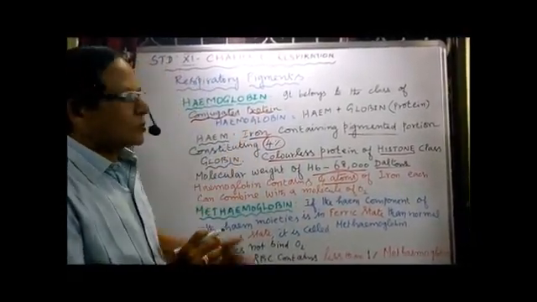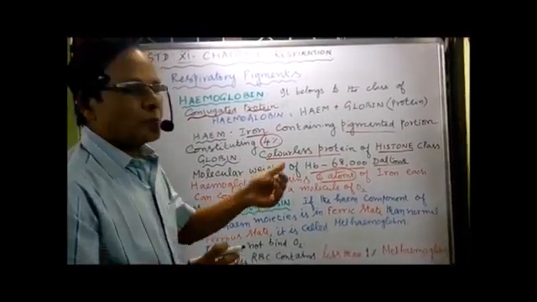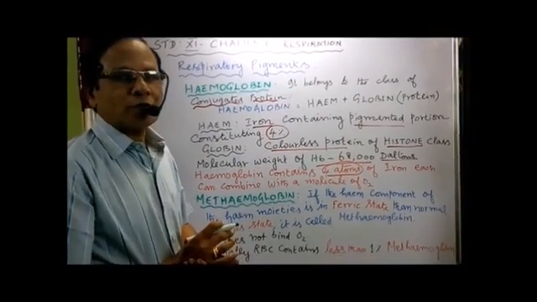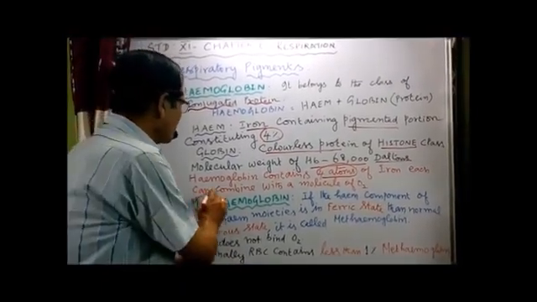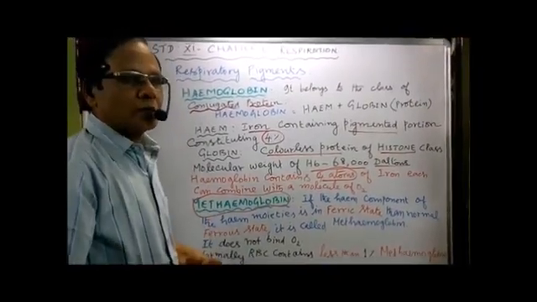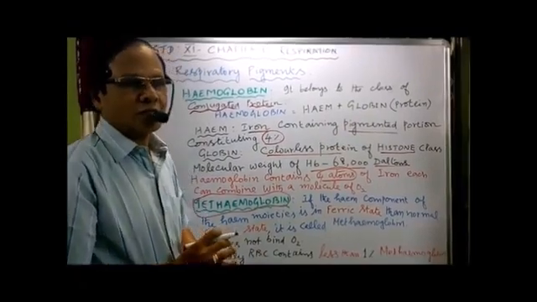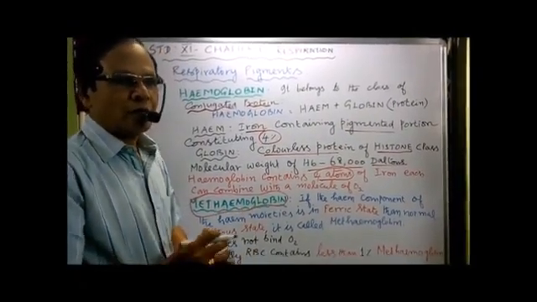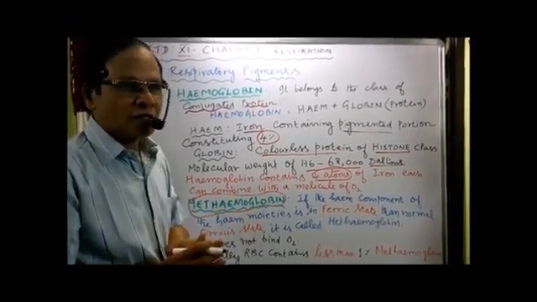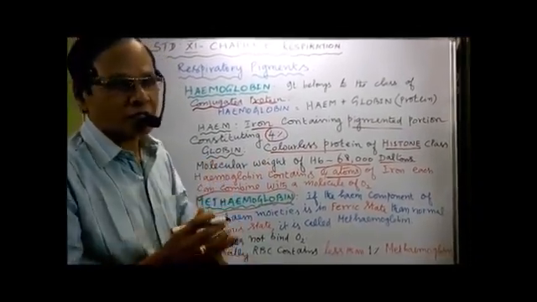Now this is the main hemoglobin. Sometimes less than 1% of hemoglobin is found in the form of abnormal hemoglobin, called methemoglobin. Normally the iron present in the heme part is in the ferrous state in normal hemoglobin. If that iron is in the ferric state, then it's called methemoglobin. This is because of oxidation.